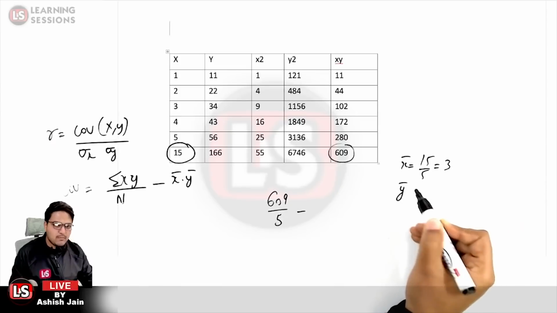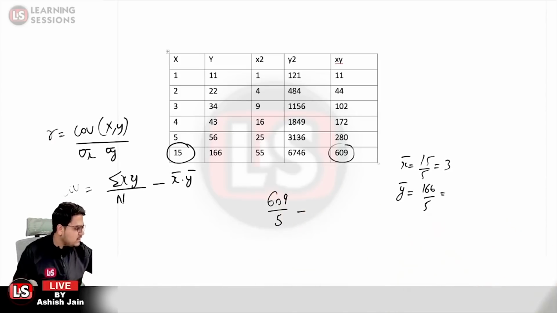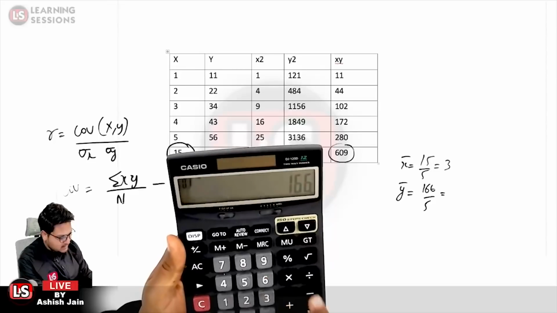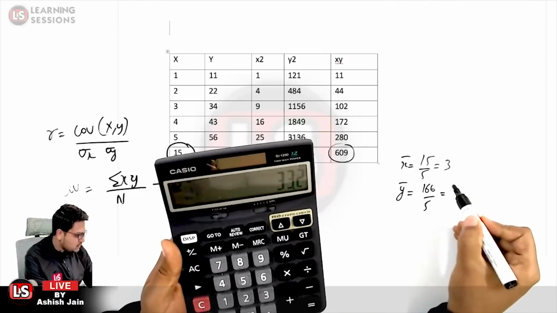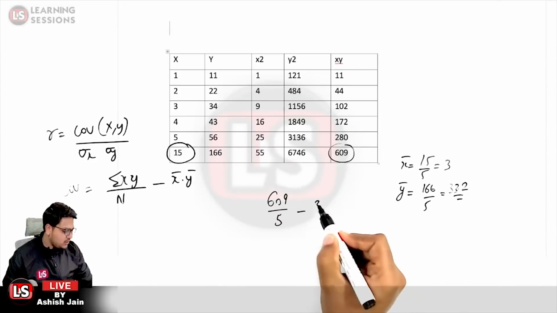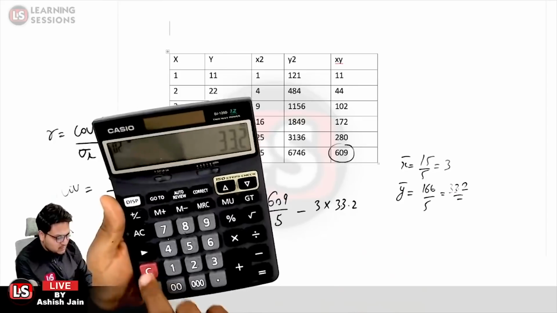And for y bar, it will be equal to 166 divided by 5, and that comes out to be 33.2. So it will be x bar into y bar, that is 3 into 33.2. Okay, so we'll just solve it.